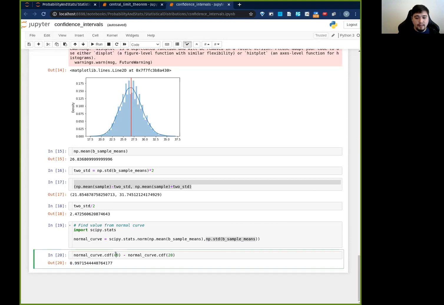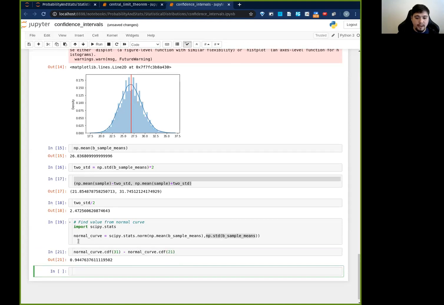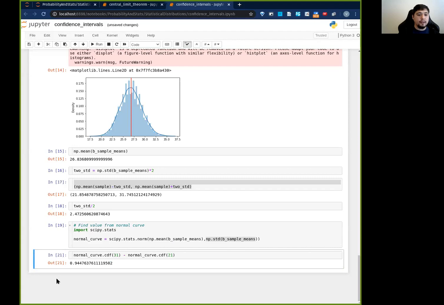If I had, for example here, I believe if I do 31, 21, I should get about 95. Yeah. So basically it's showing a little bit of where this confidence interval comes from. But typically you can just calculate this value directly from our sample mean, plug in the formula, and get the confidence interval for that sample.